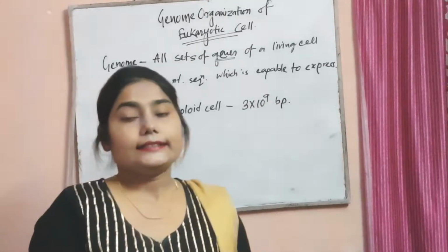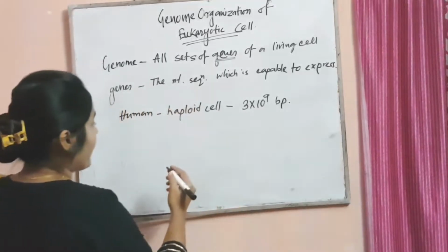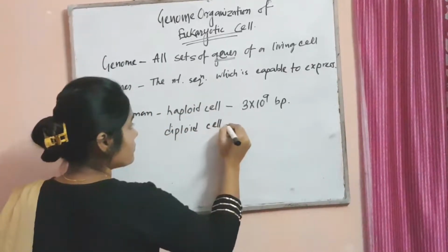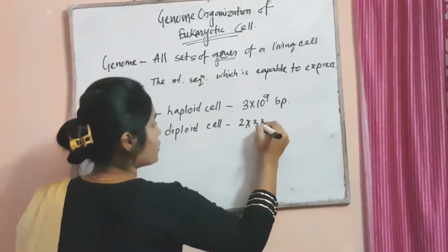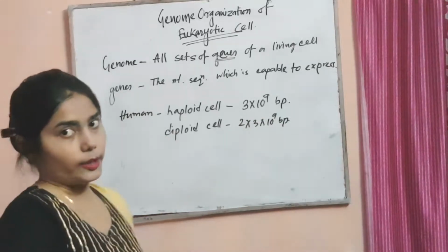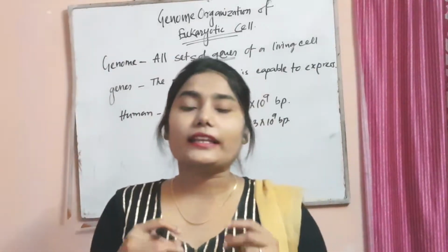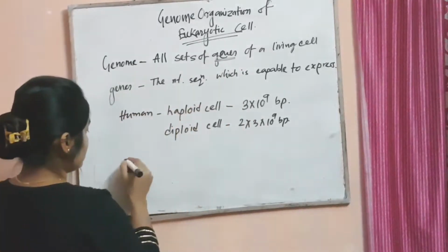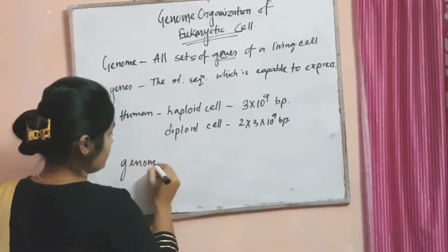When we take the diploid cell, then it would be multiplied by 2, so 2 into 3 into 10 to the power 9. This is for the diploid cell. And then we will calculate the total length of the genome. Then the genome length.